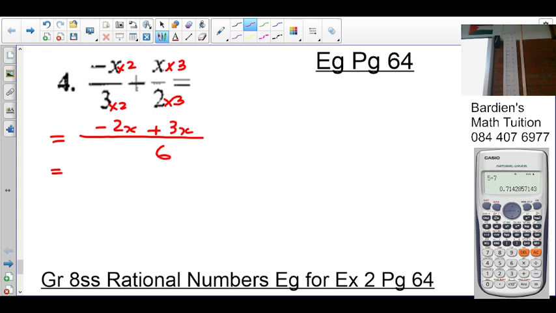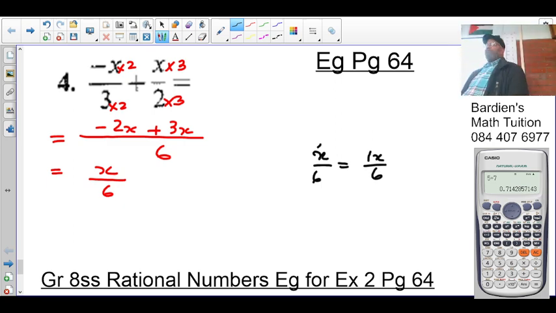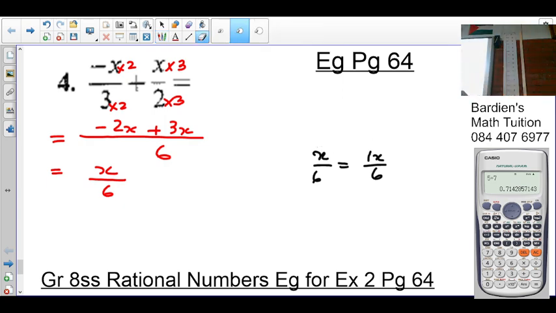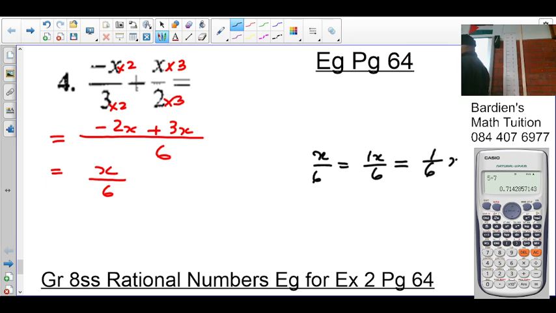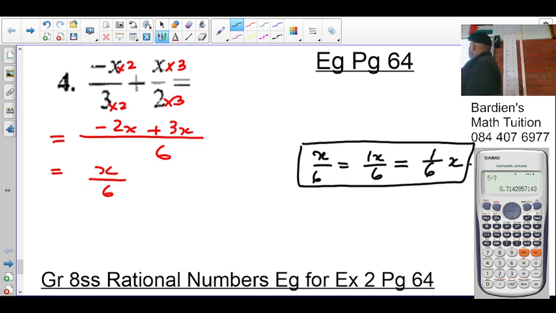1x, or x. So it's x over 6. Okay. Now that x over 6 can be written as 1x over 6, but between the two, that one is more preferred. Okay, so if there's a 1, we tend to leave it out. And it can also be written as 1 over 6x. So make a note there on the side. All of this is acceptable. Okay, the same thing.